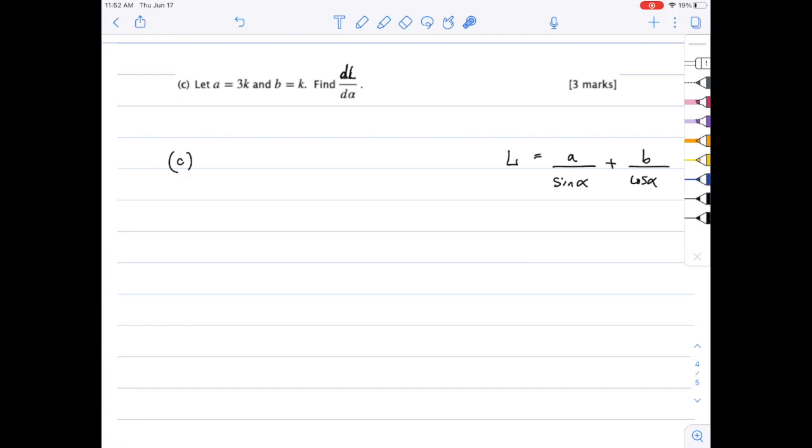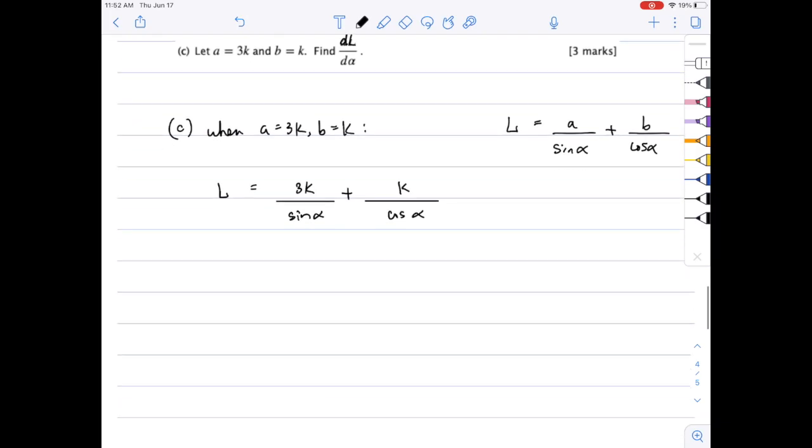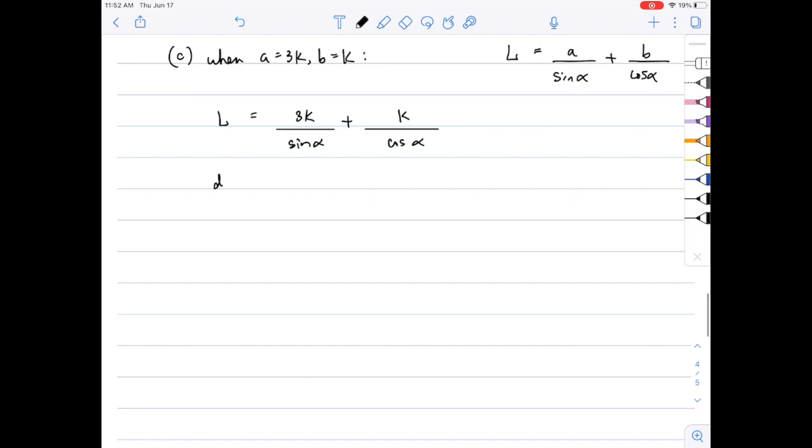And this is the formula for L that we found in part A. So what we need to do is just set A and B to their particular values here. So when A is equal to 3k and B is equal to k, we have L equal to 3k divided by sine alpha plus k divided by cosine alpha. Now, remember, k is a constant, because here you're dealing with L as a function of alpha. Alpha is varying. So before we take the derivative, it might be easier to write this like this.